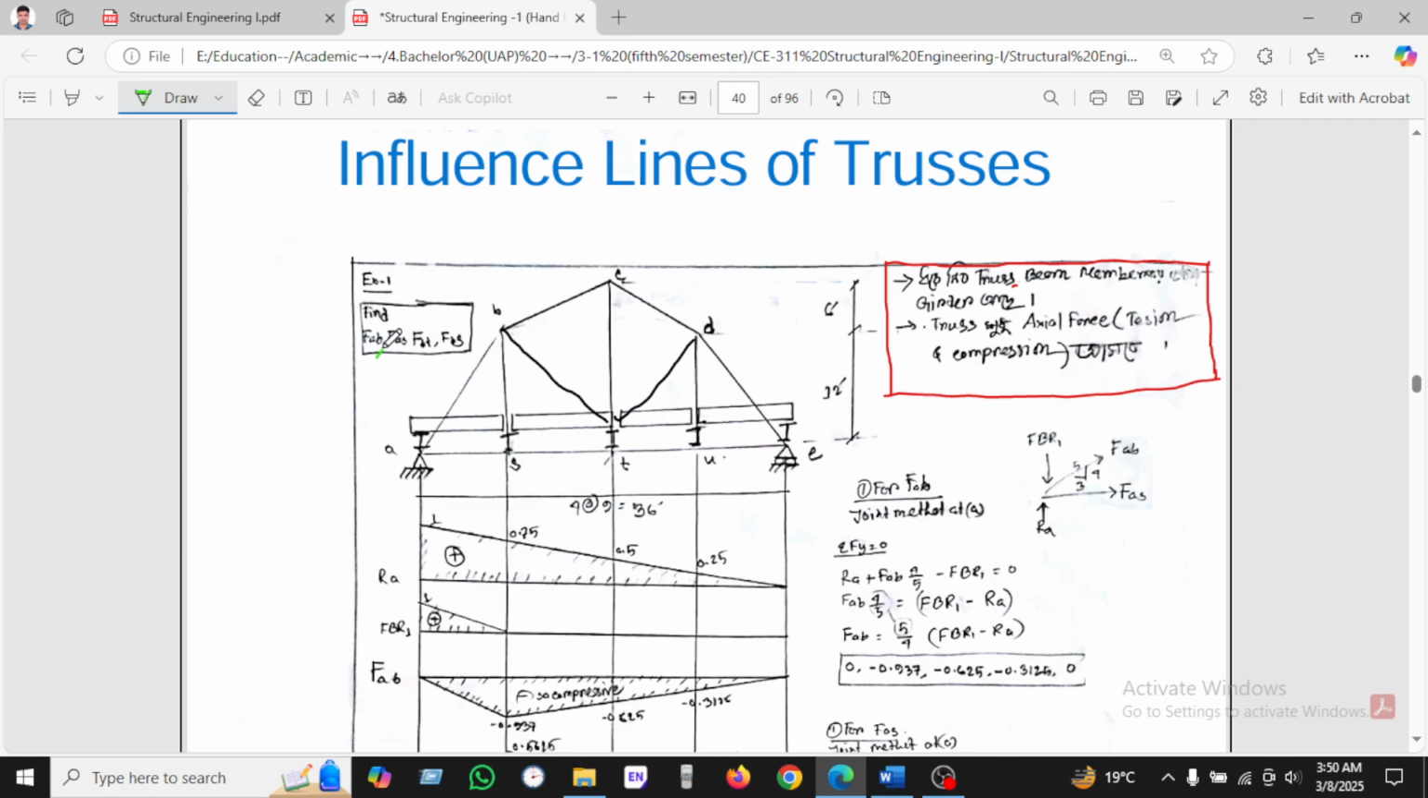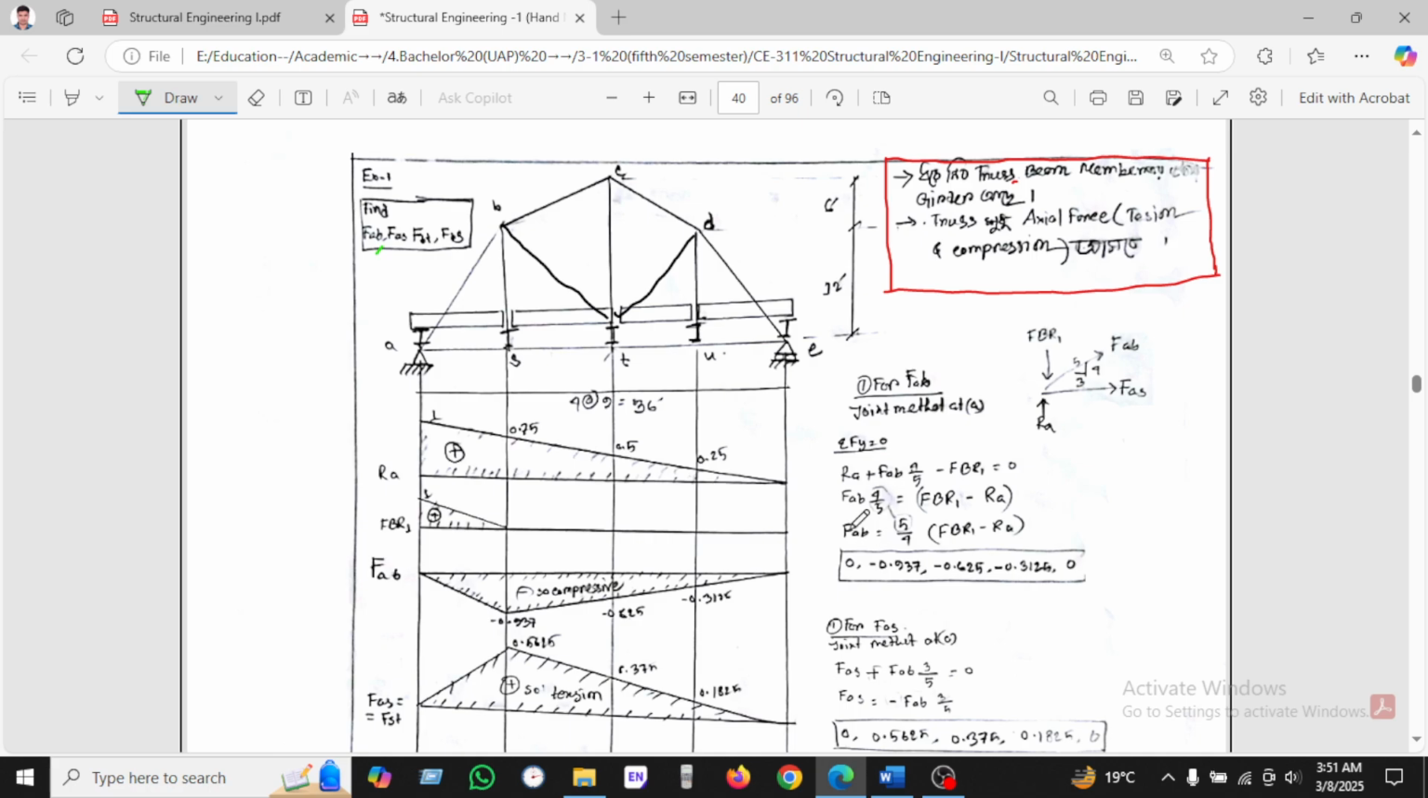Find FAB. Okay, this is the FAB. How will we calculate FAB? For getting the FAB, we are taking the joint method, this is joint method at A. So we're taking this point here, and we see here RA, FAB, FAS, and FRB are given here.